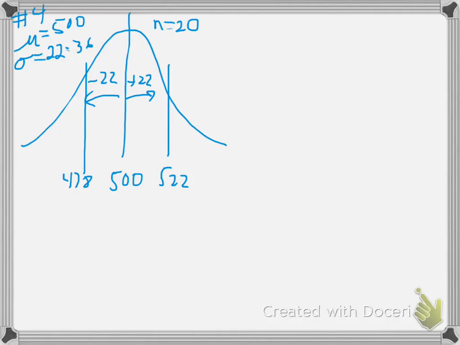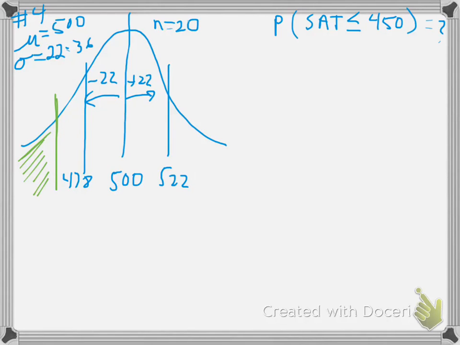So what we need to do is, they want to know the probability that the mean SAT score in your sample of 20 students is going to be less than 450. That's what they want to know. So let's put that area in here in green. Okay, so 450, that's probably down around here or so. Okay, so that's the area that they want.